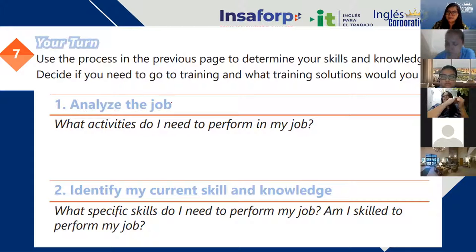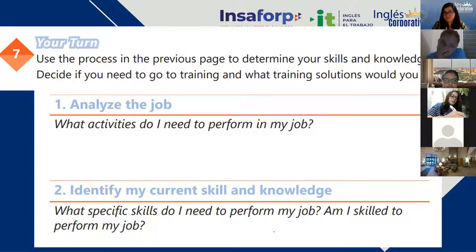In the analysis of the job, you include not only the activities you do, but also the responsibilities you have with the company, according, of course, to the position, right? According to the job position that you have. But here, the question you have is, what activities do I need to perform in my job? So what are your responsibilities that you have to do?